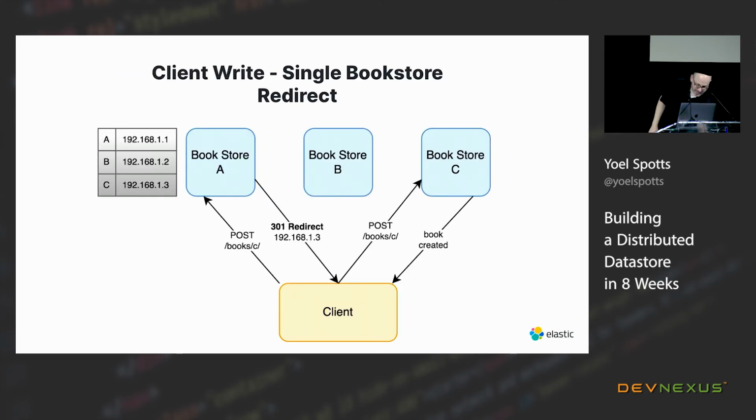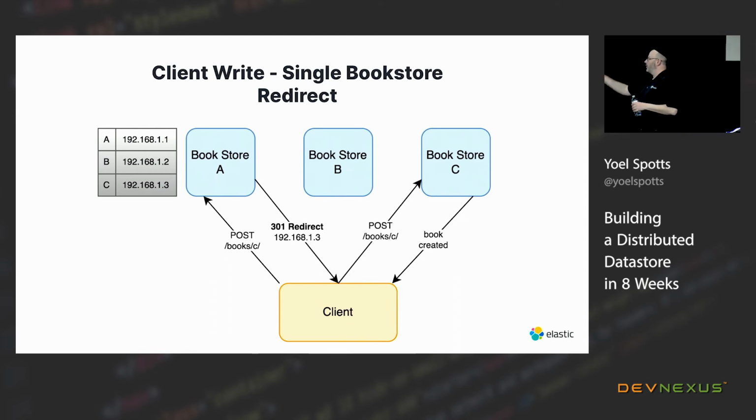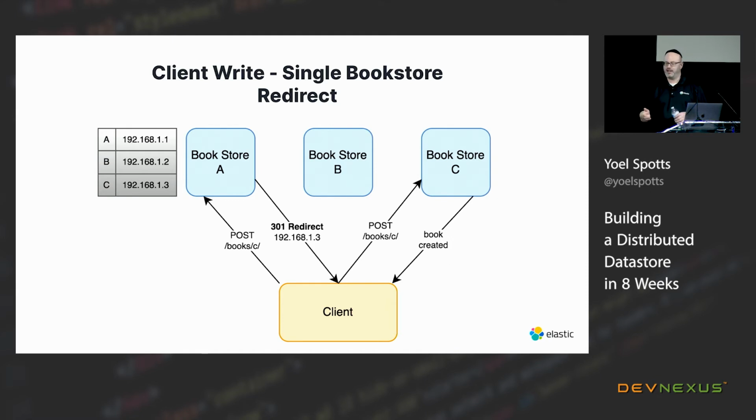Okay. Going back to the different operations I want to introduce them to. We discussed the read operations. Now, let's take a look at write operations. If we need to make a write to a single bookstore, we've already got a pattern for that. We could use the client redirect, so that if the client makes a request to post a book to bookstore C, A can tell the client, hey, I don't have that information, or I'm not the right location for that. Go to bookstore C.